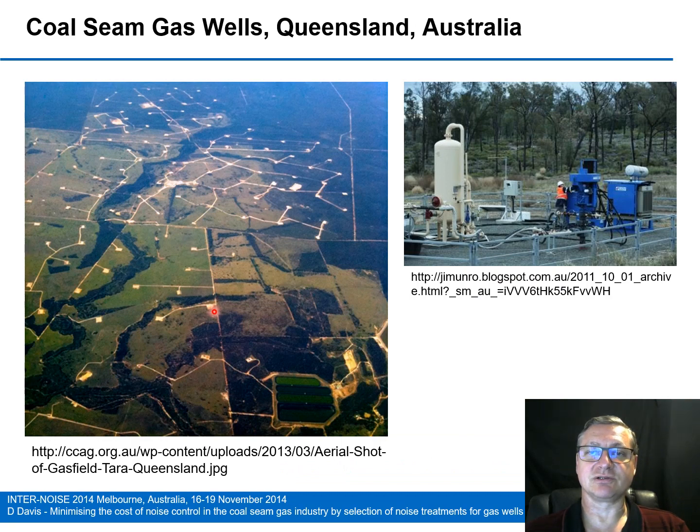So this is a typical coal seam gas field in Queensland in Australia. Each of these square dots is a coal seam gas well pad, and on each of these well pads there is some equipment like this, and they usually include a pump, and the pump pumps water. And also associated with that pump is an engine, either an electric engine or a gas-powered engine. And the gas-powered engines are quite powerful, and that means that they're also usually quite noisy.